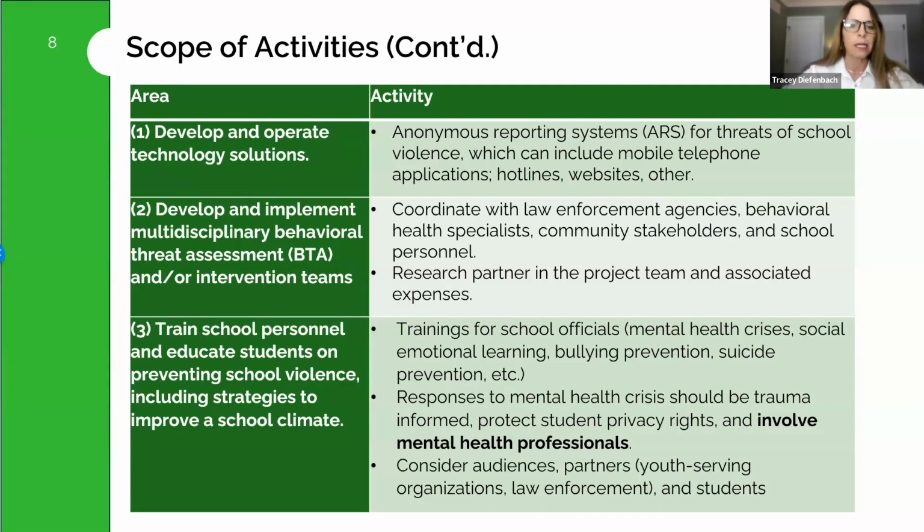Applicants seeking to implement BTA activities must partner with a researcher. So this work must be done in conjunction with a research partner or evaluator who can track data and the demographic characteristics of those who undergo assessments, as well as referral results of those assessments, and document services provided after each assessment, and then review the data and evaluations to ensure that follow-up services are provided and that there is no disparate impact based on race, ethnicity, or disability.